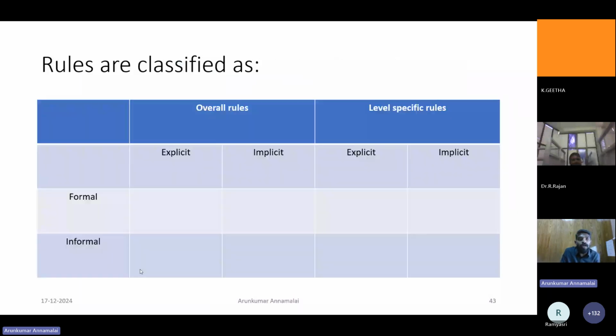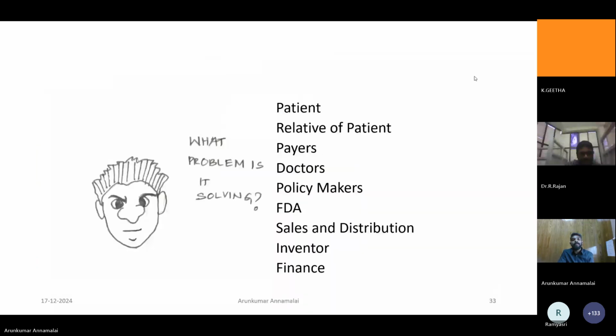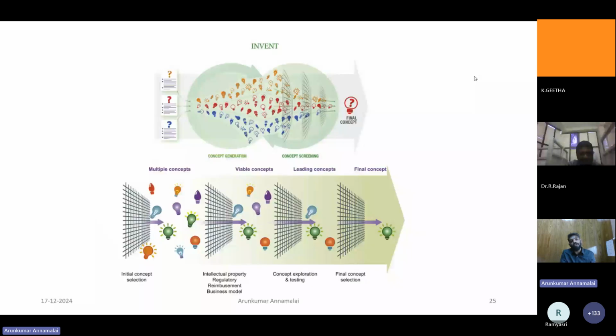So the rules of the game are either explicit rules or implicit rules, or you have formal rules or informal rules. In this explicit or implicit, formal or informal, some of them are overall rules which apply to the entire healthcare sector or entire domain. Some of the things are level specific rules. If we go back to the previous slide, we have certain different levels. Some of the levels apply to the proof of concept stage.